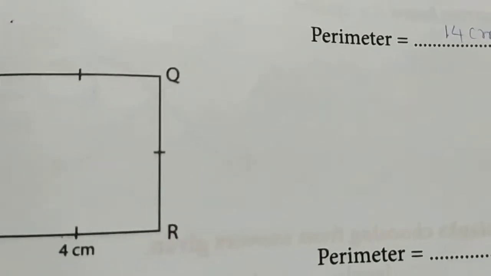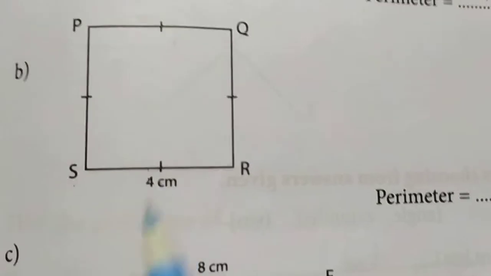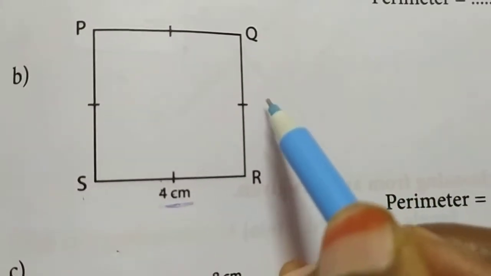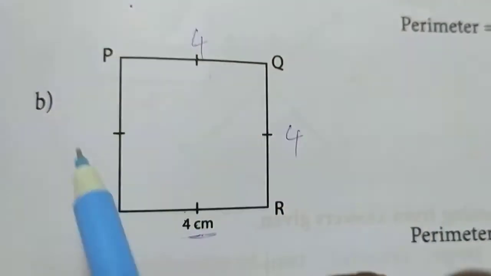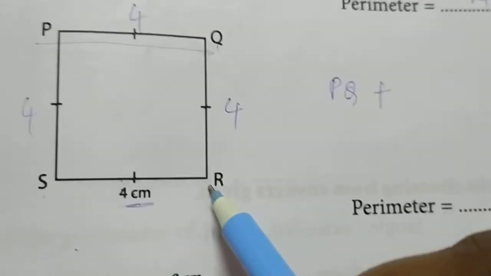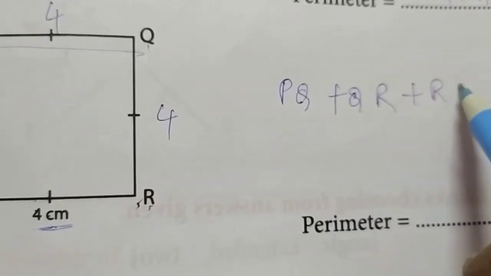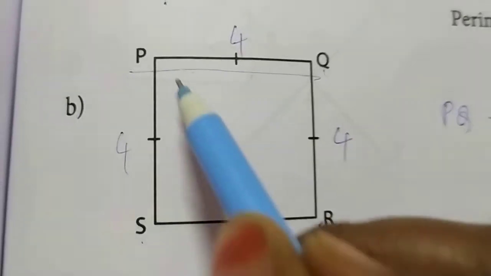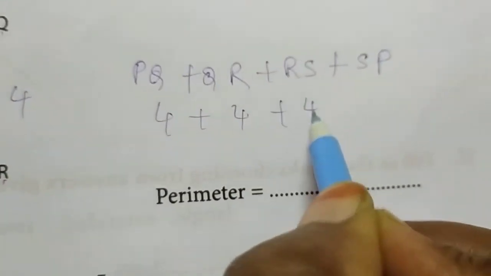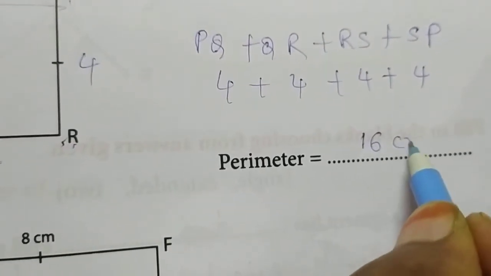Now next figure is a, what is it, a square or rectangle? See, all sides are equal, no? So it is a square. So one side is given 4 centimeters and the remaining sides also will be 4 centimeters. Okay, PQ plus QR plus RS plus SP. 4 plus 4 plus 4 plus 4. So when you add all these 4s, you will get 16 centimeters.